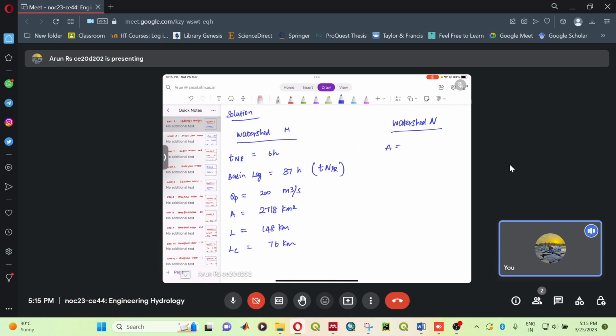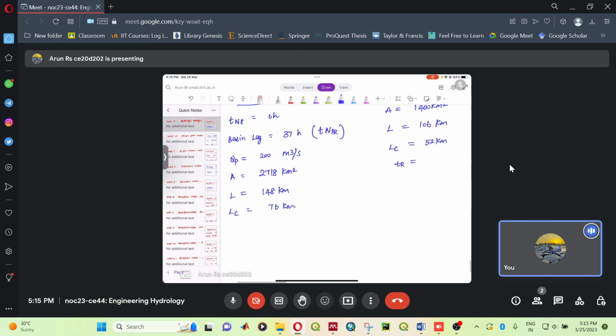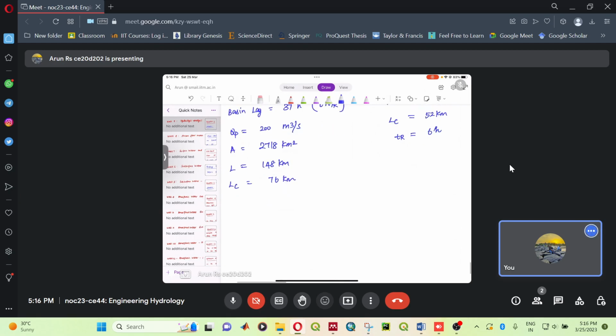And the watershed N also has some properties. 1400 kilometer square of area, LS 106 kilometer, LC is 52 kilometer, and we need to derive the unit hydrograph for the duration of 6 hours in this catchment. So the first step is to check whether the derived unit hydrograph is a standard unit hydrograph or not. Check.